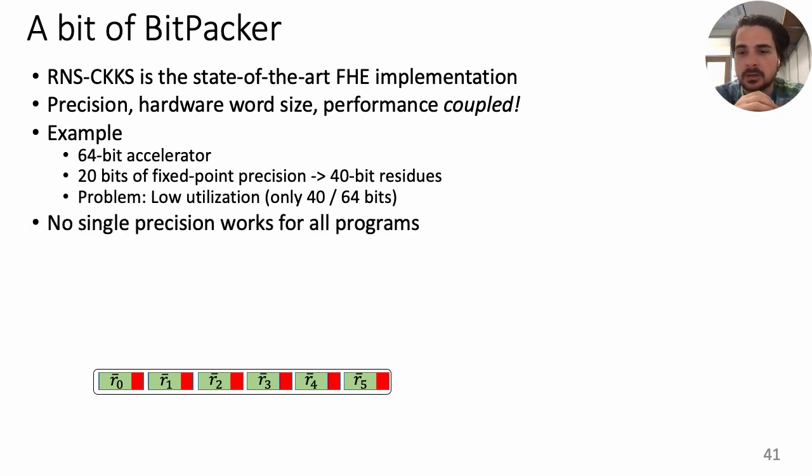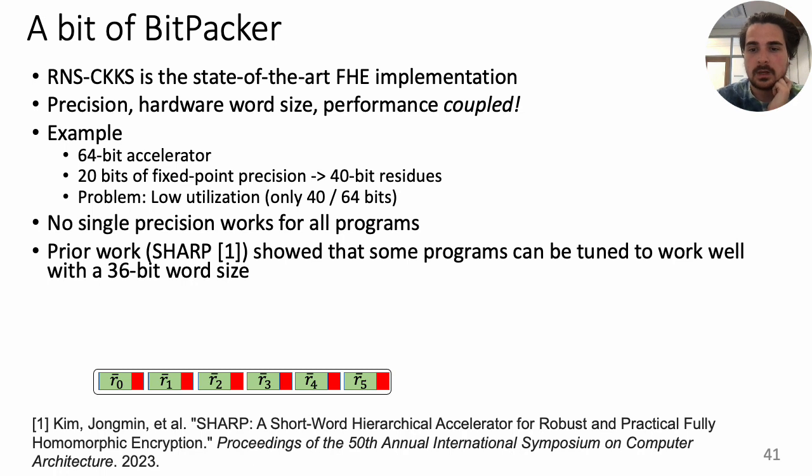Now, each application will have its own optimal precision, right? Even more painfully, different precisions are often used within a single application. This means that any accelerator, regardless of its chosen bit width, will be underutilized for most applications. This problem was acknowledged and partially remedied by prior work. Sharp shows that some applications can be tuned so that they have both good performance and precision using a 36-bit hardware word size. But this tuning is application specific and doesn't always work.